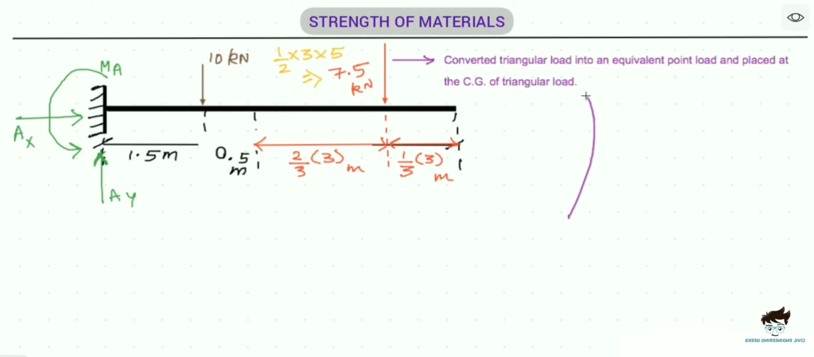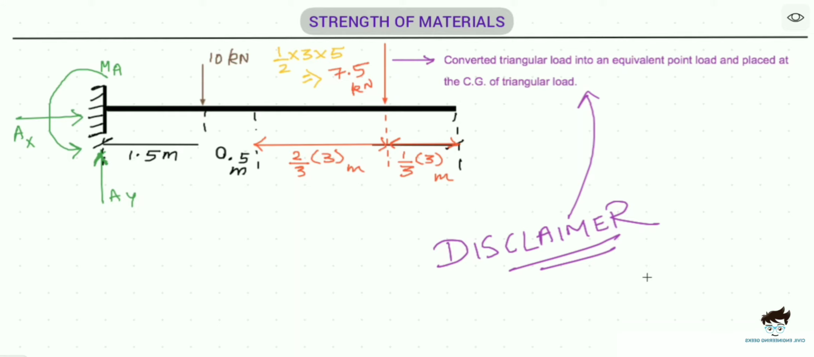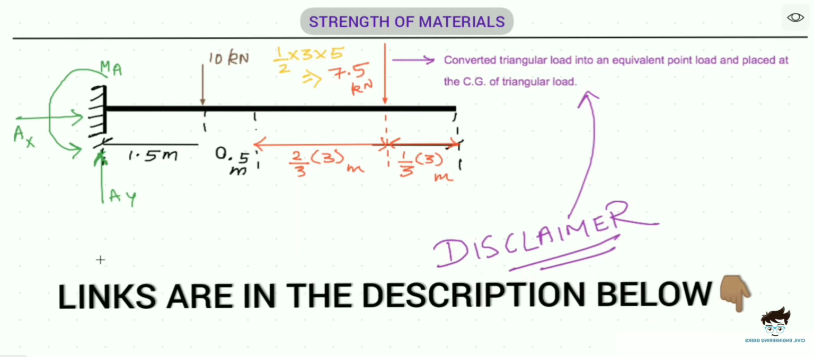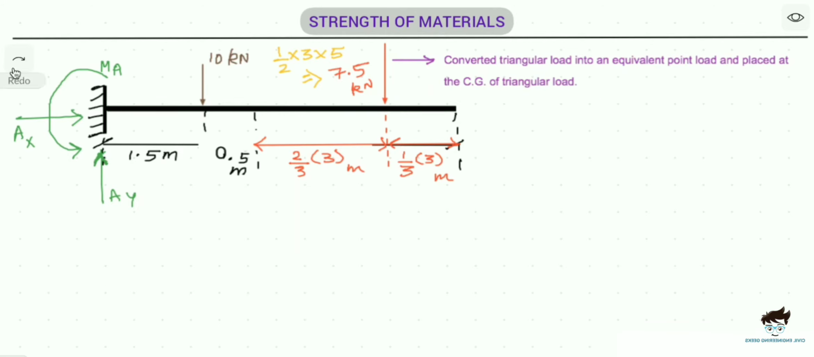Great. Another disclaimer. If you are not aware of how we are converting the triangular load into an equivalent point load, then please do check my video on types of load and their behavior. Moving on to solving for our vertical reaction. We are using summation of vertical forces equals to 0, or summation of forces in the y direction equals to 0. Using this equation, we can find the vertical reaction directly.